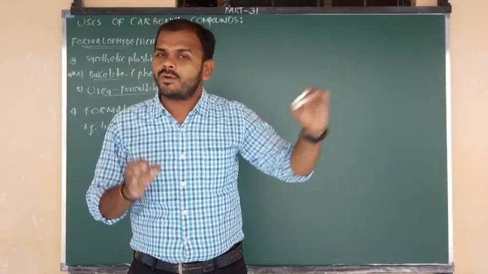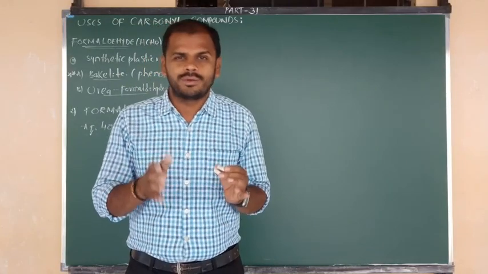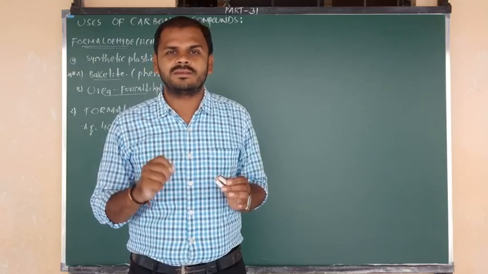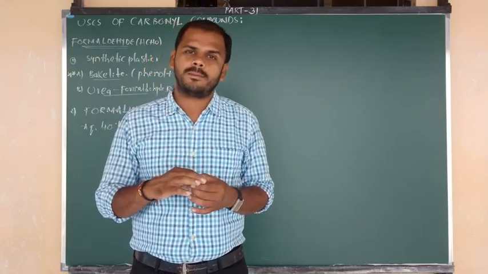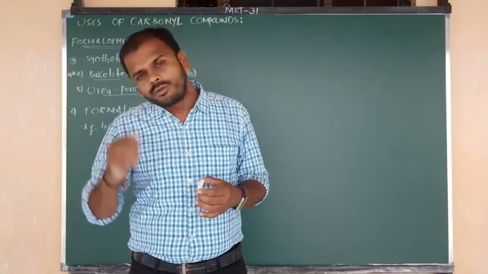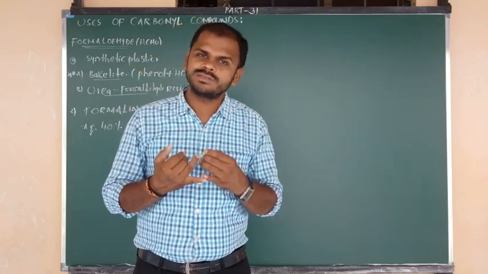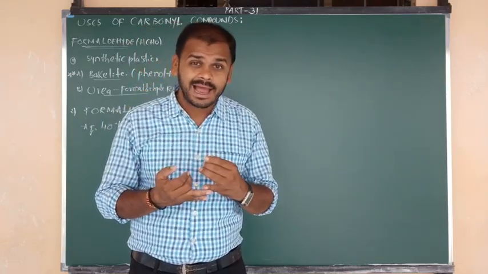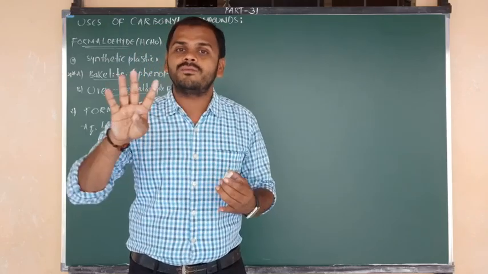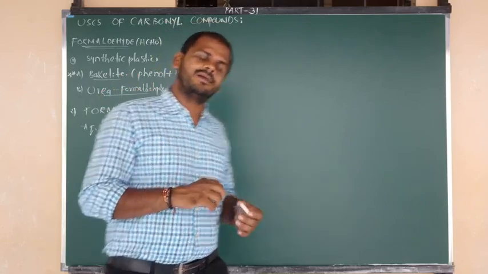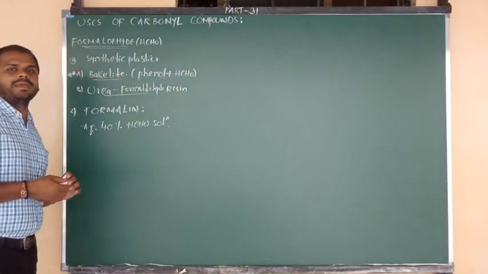Now in this class I want to discuss one more topic which is there in the NCERT textbook, that is nothing but the uses of carbonyl compounds. So mainly we have to discuss the uses of four carbonyl compounds: formaldehyde, acetaldehyde and acetone, and one more, an aromatic aldehyde, benzaldehyde. So one by one, let me consider.